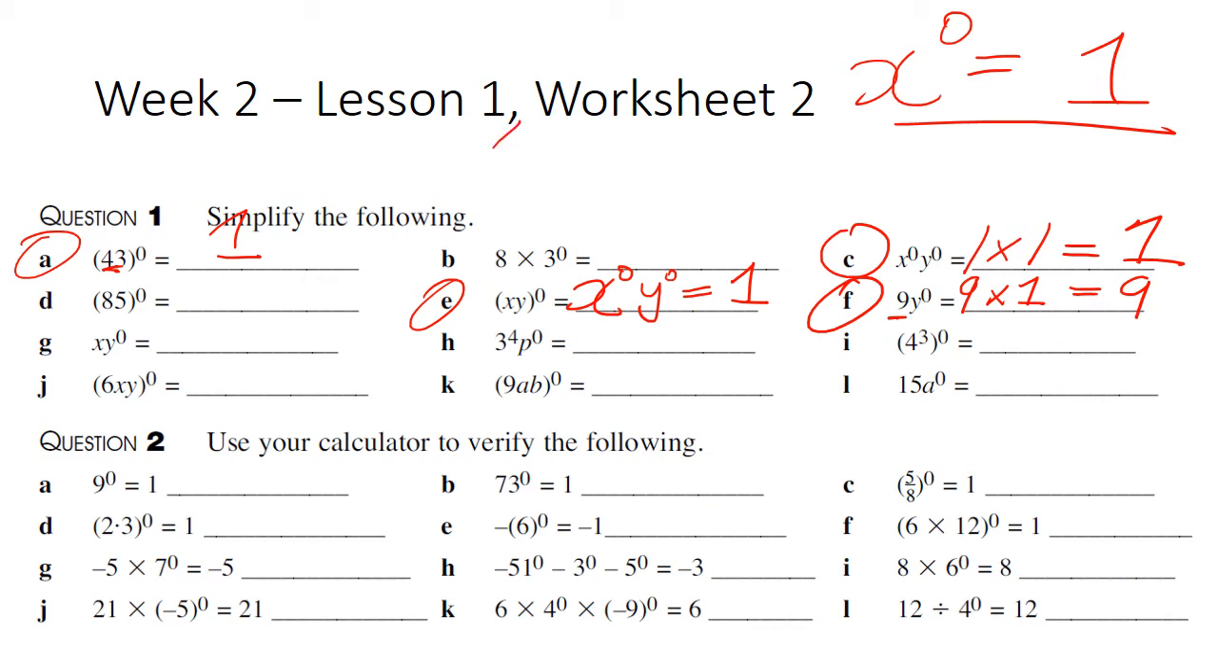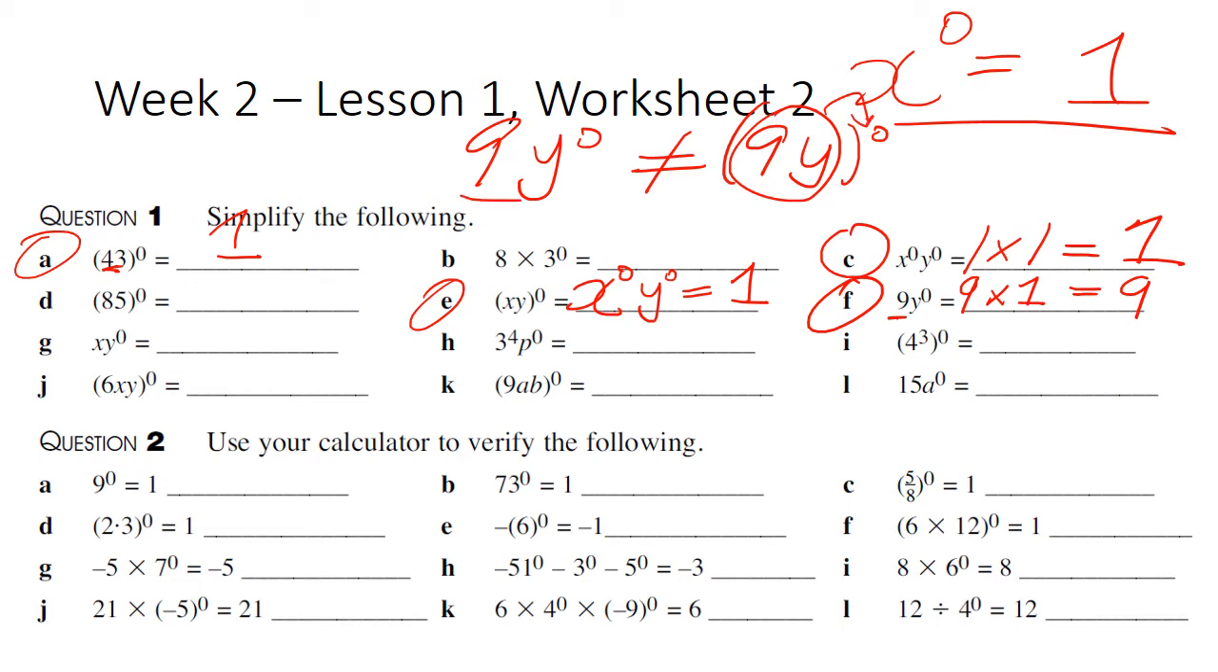Remember, 9y to the power of 0 is not the same as (9y) to the power of 0. If you have a bracket there, that means everything inside the bracket is raised to the power of 0. But in this case, it's just y that is raised to the power of 0, and then you multiply that by 9. So they are not equal. So in F, the answer is 9.